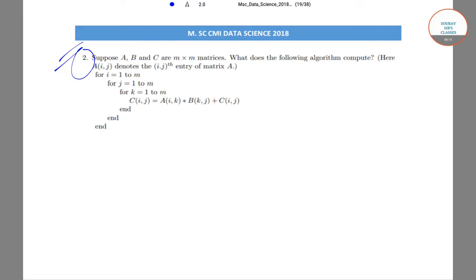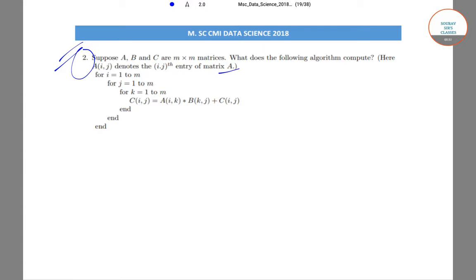So let us begin. Now it has been given that suppose A, B and C are M cross N matrices. Then what does the following algorithm compute? Here Aij denotes the Aij term, the entry of the matrix A.